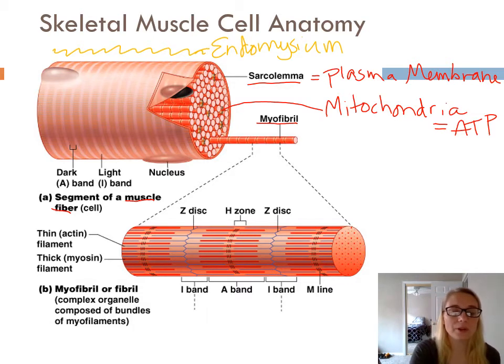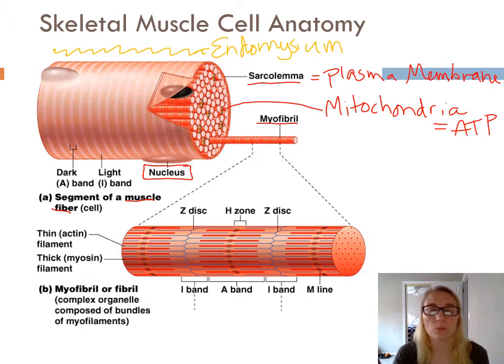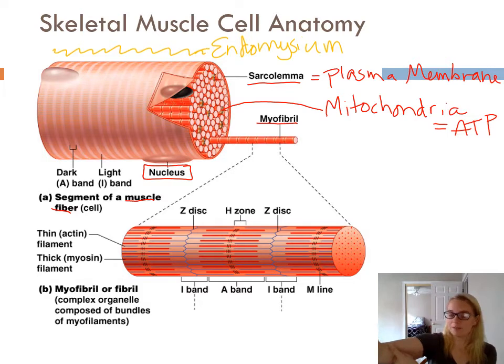All right, and then we have the nuclei. Skeletal muscle fibers are multinucleate, so they could have hundreds of nuclei per cell because they're really long. A muscle cell or a muscle fiber is as long as the muscle is long. So they're huge cells. So if I'm taking a look at my bicep right here, if the tendon starts here and the tendon starts here, that's a good 5 inches.